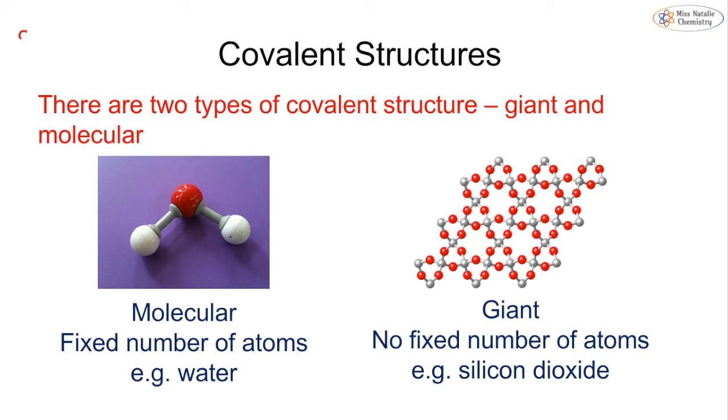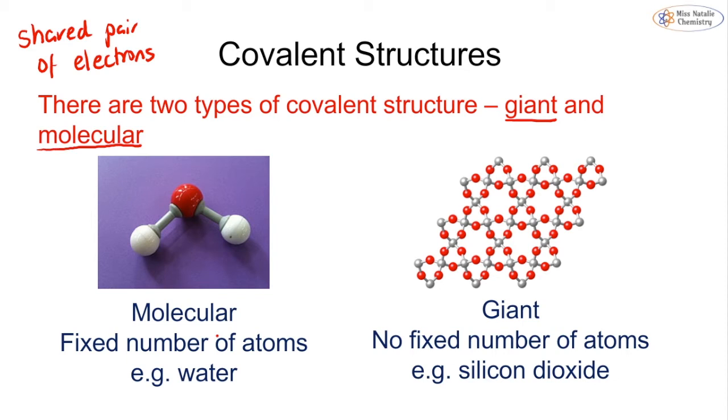So we've just learned that a covalent bond is a shared pair of electrons between our 2 non-metal atoms. Now, that's great for one covalent bond, but most of our substances in the world that are covalently bonded will contain more than one. And that then leads on to how these are put together. And we have 2 different types of structure. We have giant structures and molecular structures.